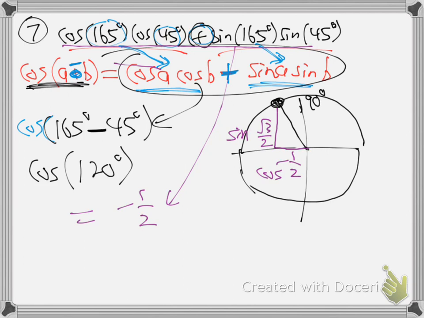So how did I recognize that? It's on the 3x5 card. Cosine, cosine, sine, sine. We see that and go, oh, that's just one cosine of the angles subtracted. Go to the unit circle. We good there? Questions?